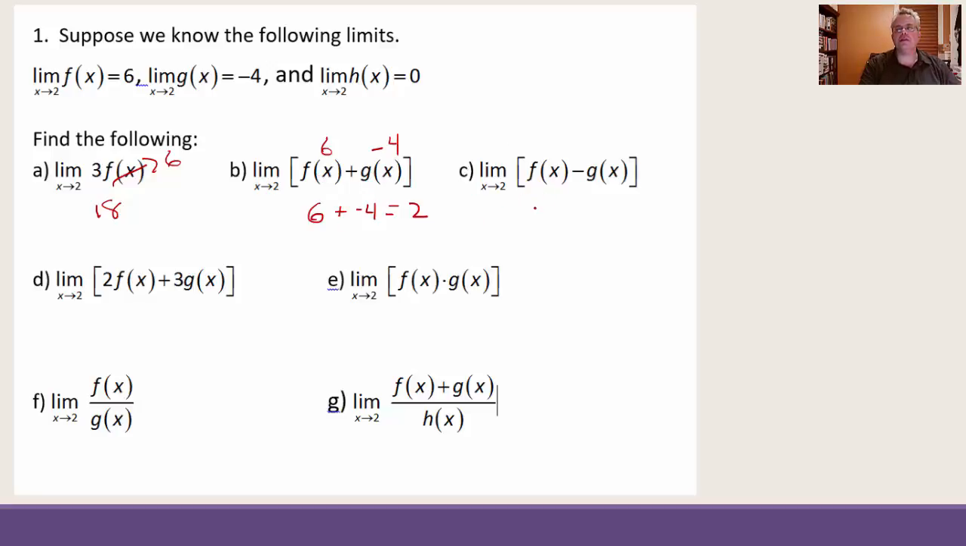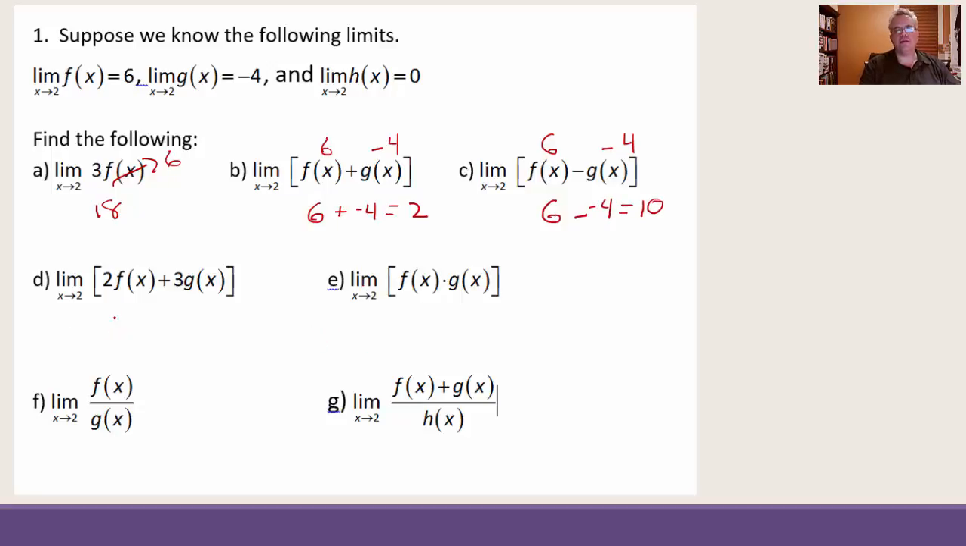Same thing with difference. As x approaches 2, f is approaching 6, g is approaching -4, so their difference is approaching 6 minus a -4. So if we have the difference of two functions, we just subtract their limits. 6 minus a -4 is +10.